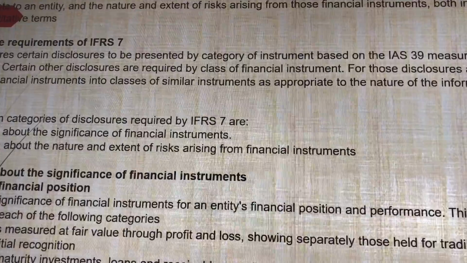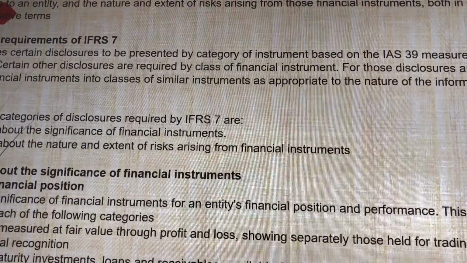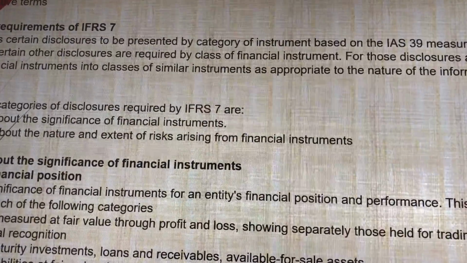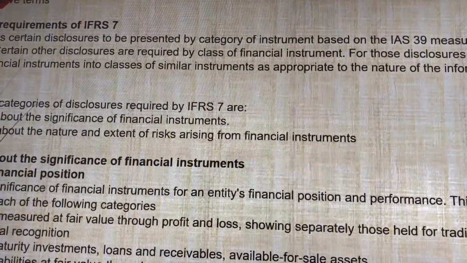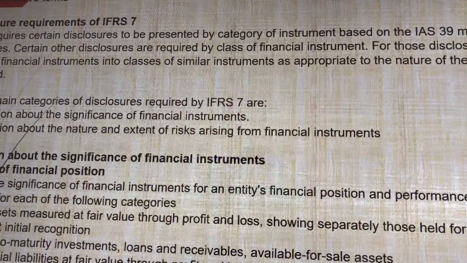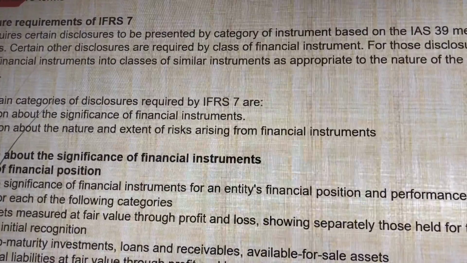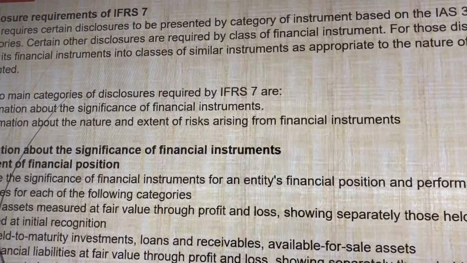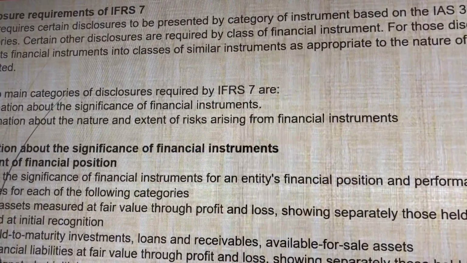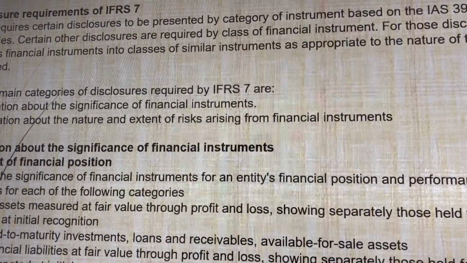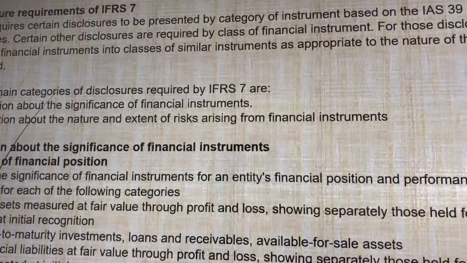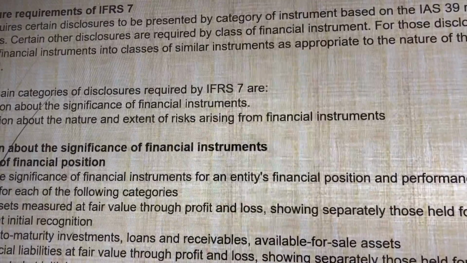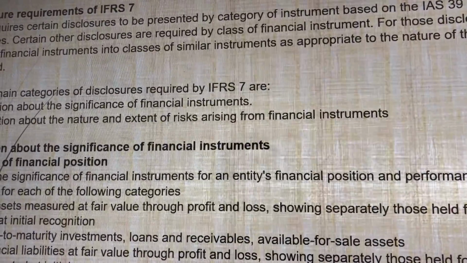Now let's talk about the information about the significance of the financial instruments in the financial statements. Number 1, the statement of financial position. What do we require for the financial position? Disclosure of the significance of the financial instrument for the entity: the financial instruments held to maturity, the loans, the receivables, and the financial liabilities at fair value.